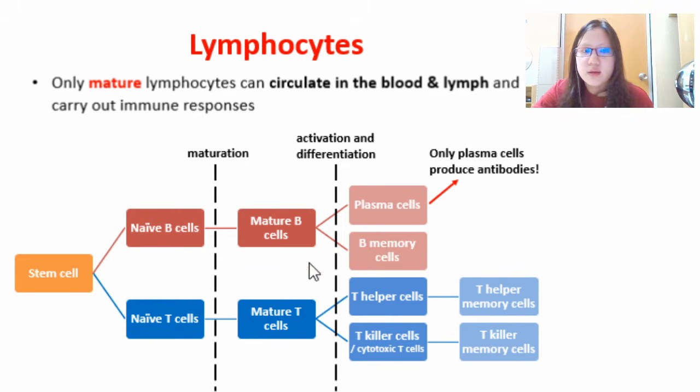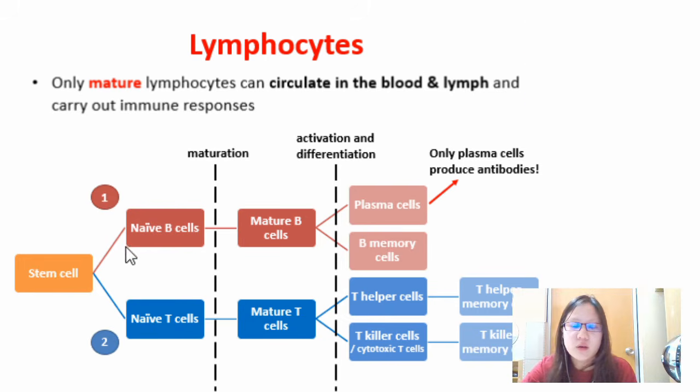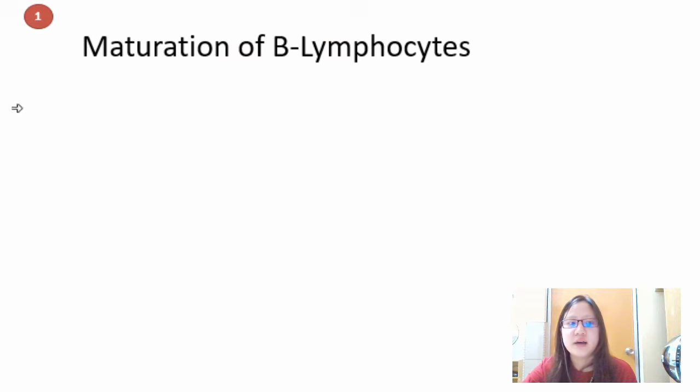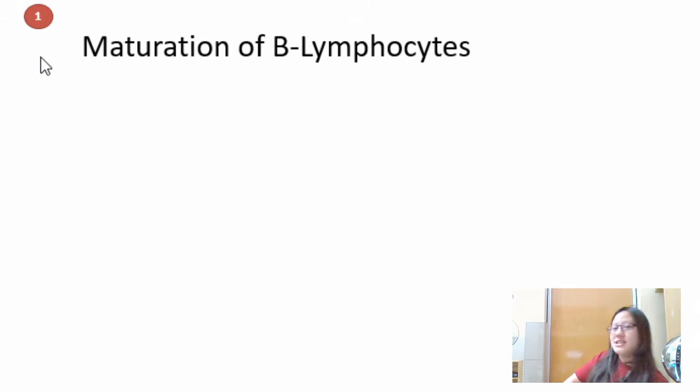So this chart here is very useful, and I recommend that you remember these types and remember this chart so that the future processes that I'm going to talk about will be easier for you. Okay. We are going to be talking about B lymphocytes first, and then the T lymphocytes. So all the B cells would have a 1 at the left hand corner here, and all the T cells related would have a 2 in blue at the top left corner here.